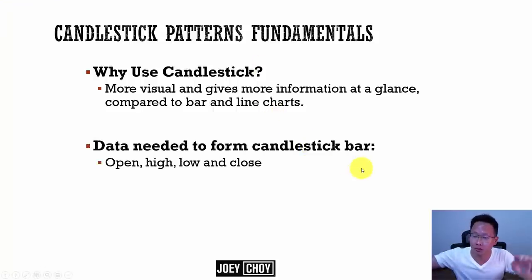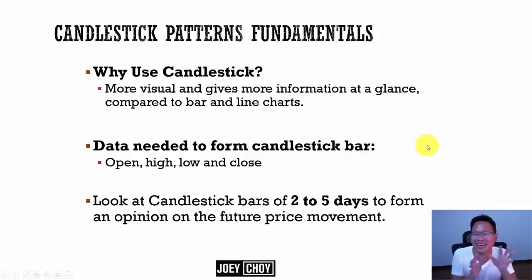And also we need to know the data needed to form a candlestick. So basically for every single candlestick bar, we just need four pieces of information. That's it, just four: the opening price of the stock, the high of the stock, the low of the stock, and the closing price. These four pieces of information give one candlestick. It's that simple, nothing complicated. So let me go ahead and break it down for you.